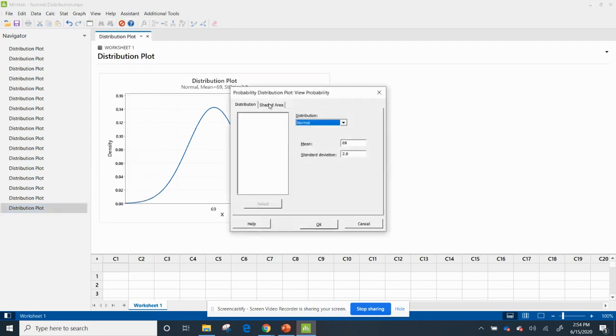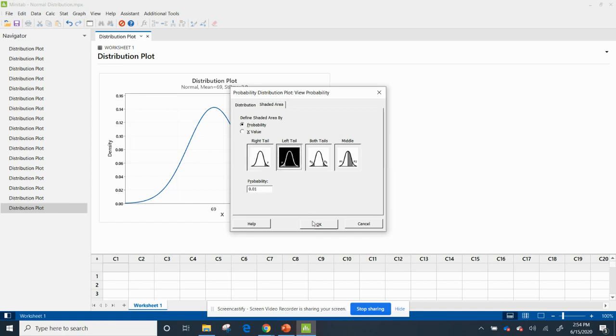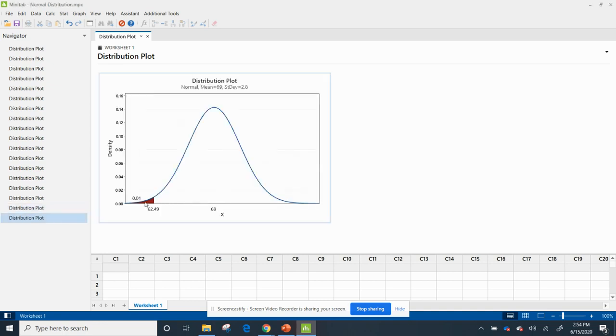So if I did it, but say I accidentally put left, that shows me the bottom 1%. And I don't want to do that. I want the top 1%. So that's why I picked the right tail. All right, let's do the last one.